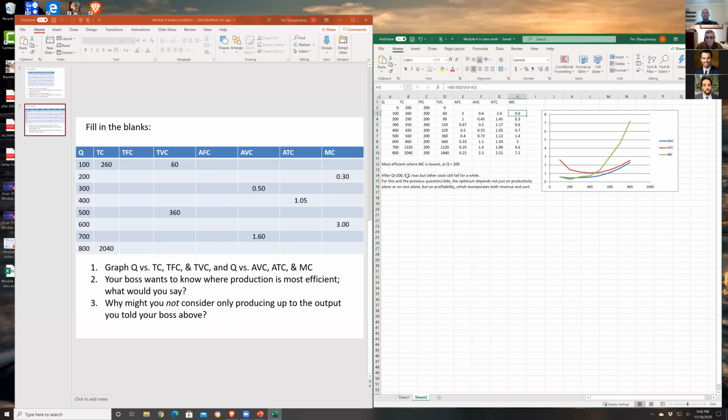But even though there's no row above 100 in this table, you can still guess what that would be, and then you can say, well, again, total cost went from 200 to 260. So that was an increase of 60 units when our output increased from 0 to 100. So the marginal cost there would be, again, the difference in total cost divided by the difference in output, or a marginal cost of 0.6.